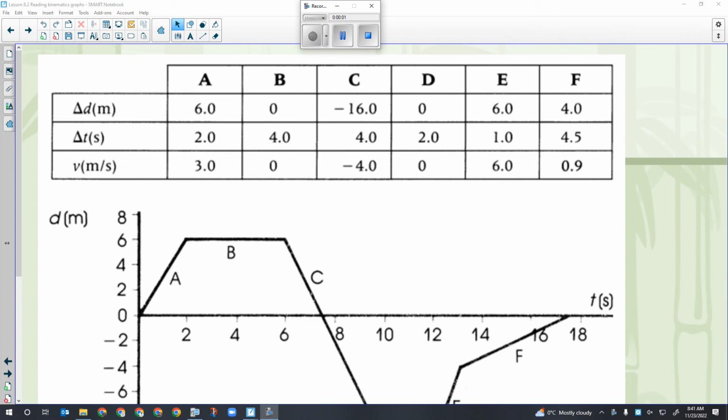Okay, so on Monday, we were going over position versus time graphs. What we can read, interpret, and calculate from a position versus time graph. And yesterday we did our lab, and yep, the Chromebooks didn't work super good yesterday.